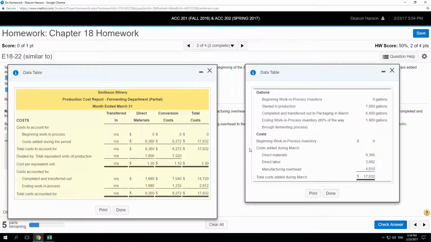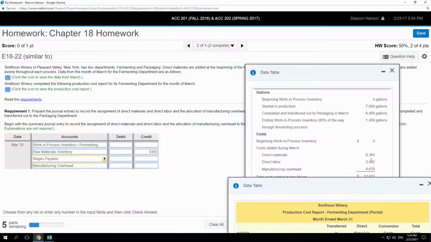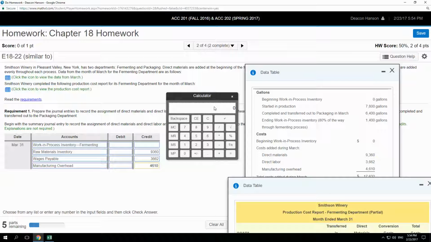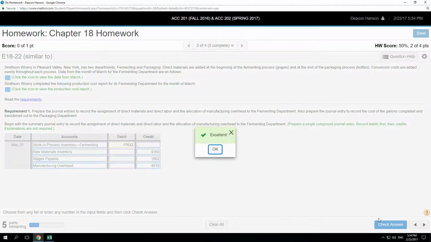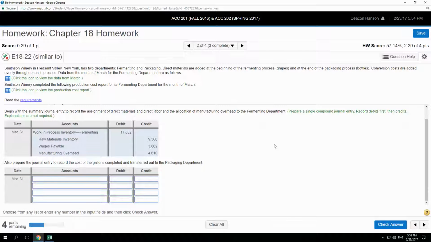Okay, so I'm going to pull these numbers. I can put this on the side. My direct labor is going to be 3,662. And my manufacturing overhead is going to be 4,610. And then what I need to do is add those up. So we'll go 9,360, 3,662, 4,610. That's going to be the total amount that we are charging to work in process, or we're booking as an increase to work in process. We'll get these out of the way. Okay, we did well on that.